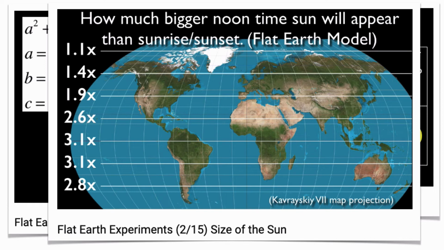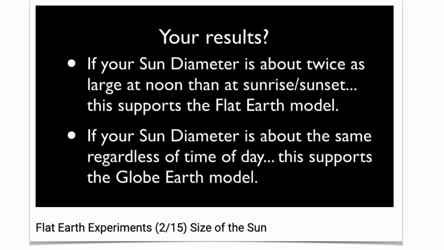Using this map, you see that down in Australia, it may be 3 times bigger. Maybe if you're in the northern reaches of Canada, it's only 1 point something times bigger. But for most observers, it will appear significantly bigger at solar noon. All right. So again, your results: if the sun appears significantly larger at solar noon, not just 1 pixel, but significantly larger, that supports flat Earth. If the diameter is the same, that supports the globe Earth model.